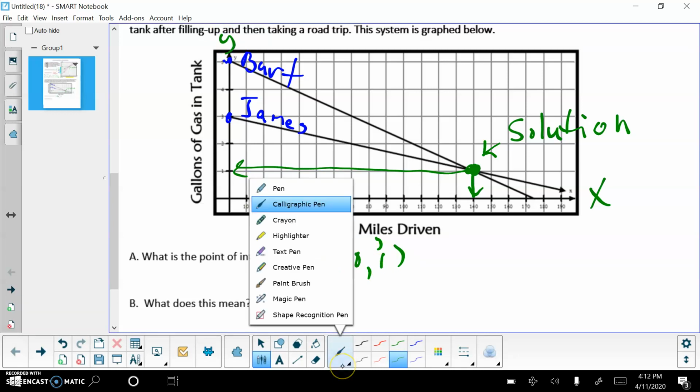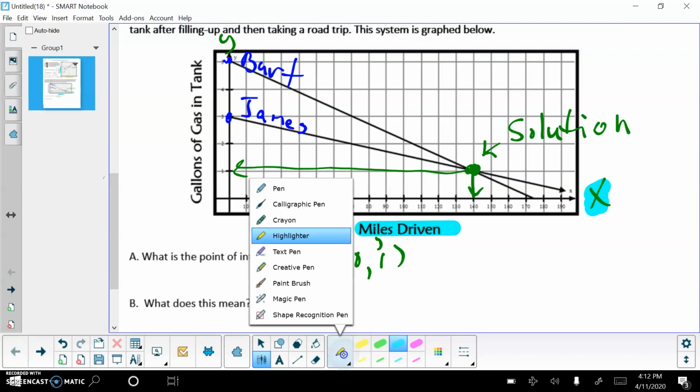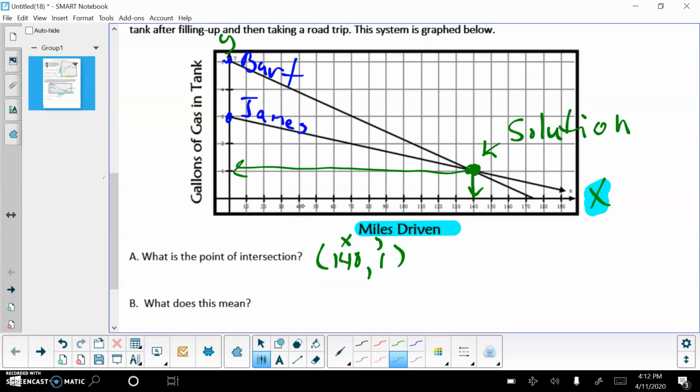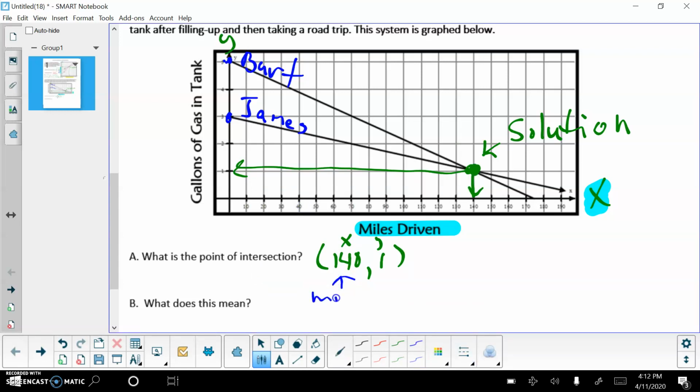And then again, I'm going to use my highlighter where I'm looking at what this means. I'm going to notice that this x-axis over here is the miles driven. Okay, so I'm going to come back to that 140 number. That was my x number. And I'm going to label that that is miles. Okay, then I'm going to come back over here with my highlighter, and I'm going to highlight that the y-axis is the gallons of gas. I'm going to do that one in red. So this 1, which is a y number, that's 1 gallon of gas.